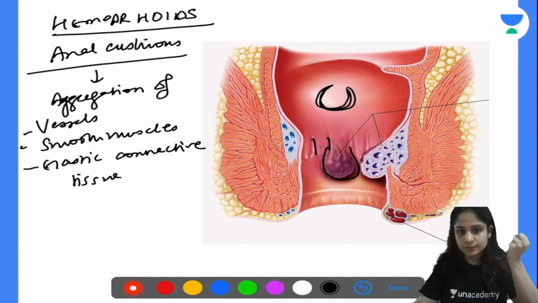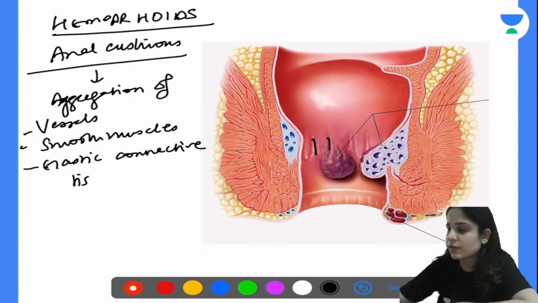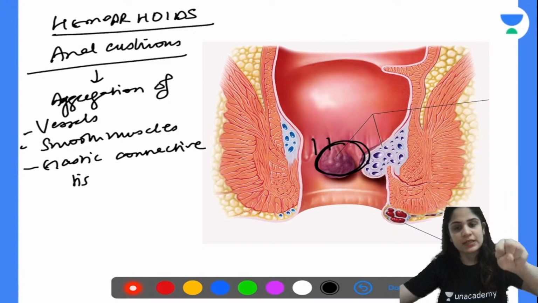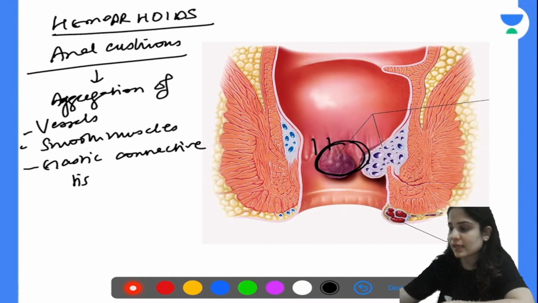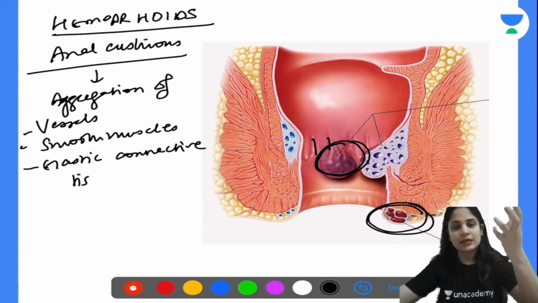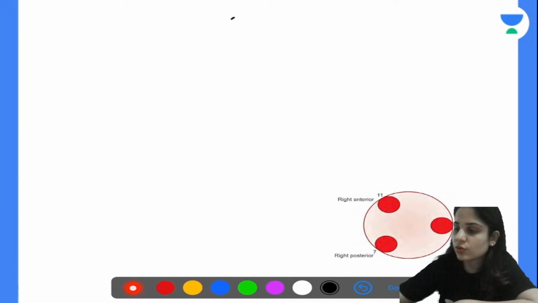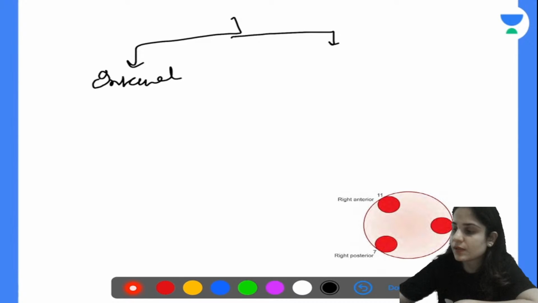Okay, so you have two types of hemorrhoids. One type of hemorrhoid is when the anal cushions come down, but they are still above the dentate line and they are covered by the mucous membrane. Okay, that is your internal hemorrhoids. The second one is external hemorrhoids. So in external hemorrhoids, your anal cushions will come below the dentate line. Okay, so that is your two important differences between internal and external hemorrhoids.